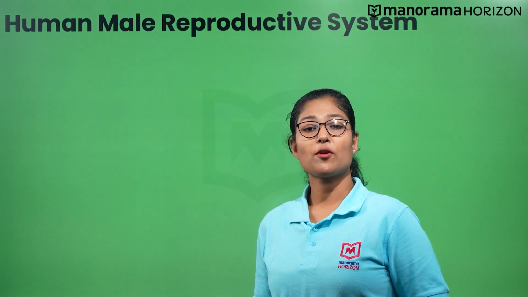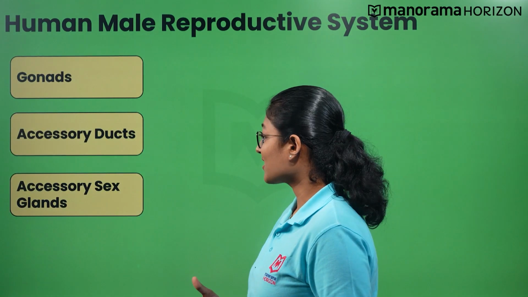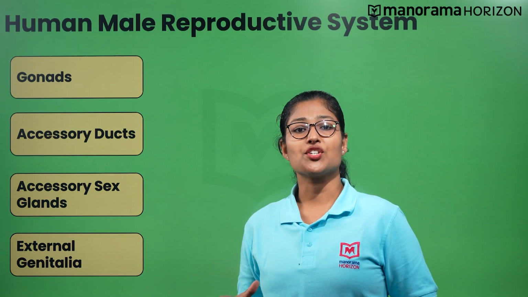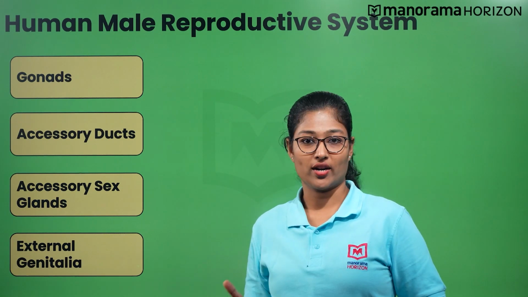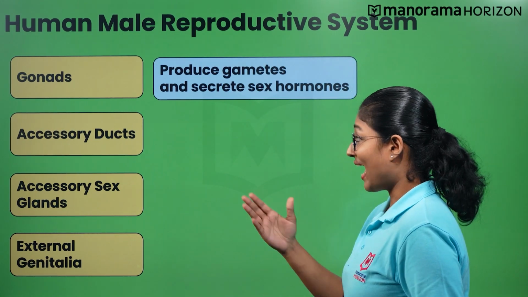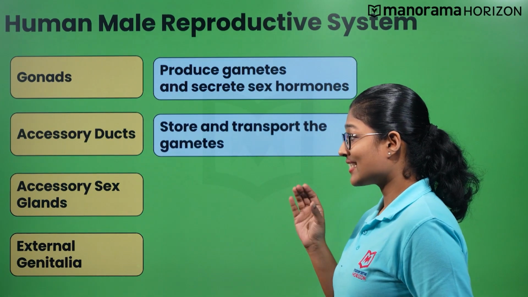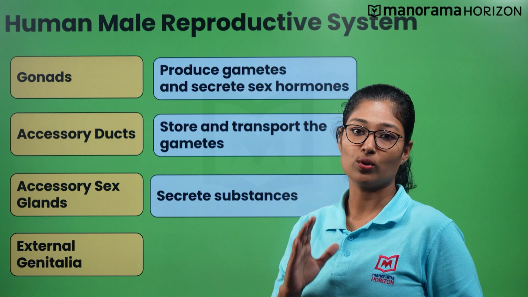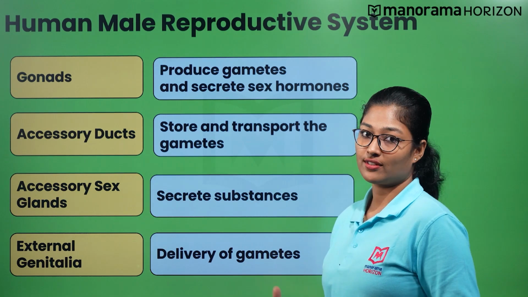The human male reproductive system includes gonads, accessory ducts, accessory sex glands, and external genitalia. Each of these structures has separate specific functions. So let's check them one by one. Gonads produce gametes and secrete the sex hormone. Accessory ducts store and transport the gametes. Accessory sex glands secrete specific substances with specific roles. The external genitalia assist in the delivery of gametes.